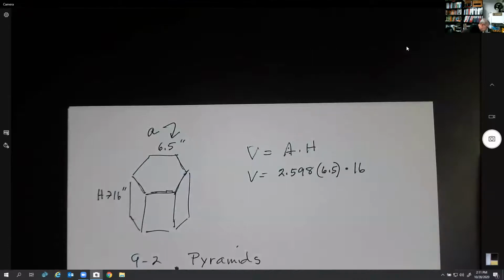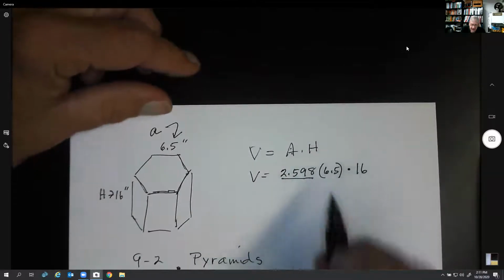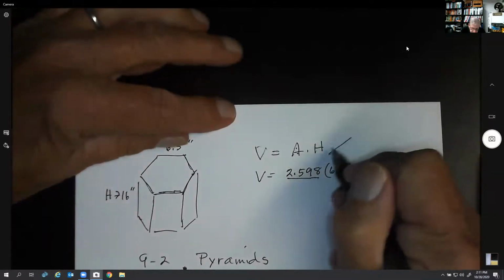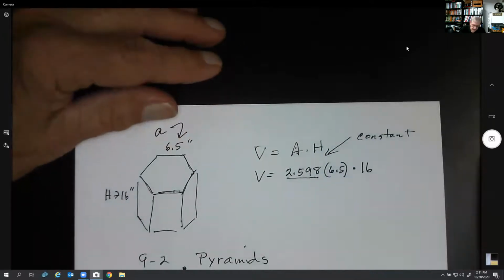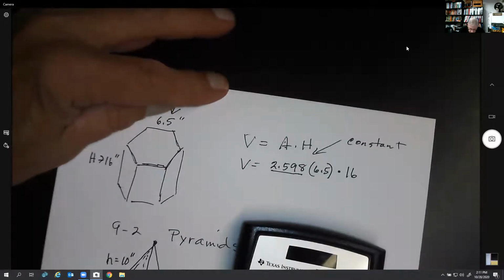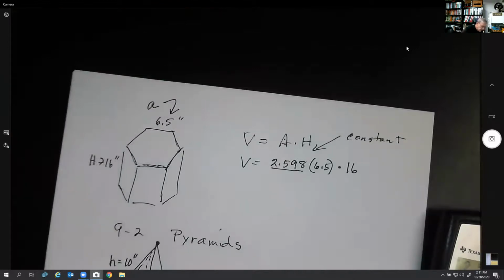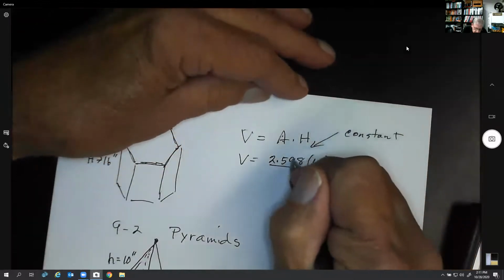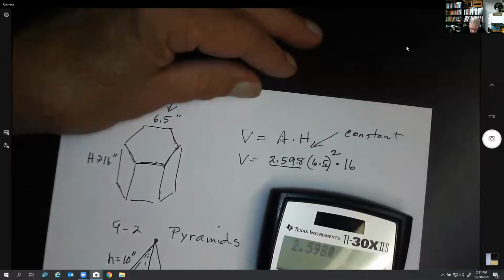Okay, here. Regular hexagon, 2.598. Good. So this is a factor that they give us, a constant, they call this. It's always the same. And then all we've got to do is put that into our calculator. So this problem looked kind of difficult, but if you know this, now wasn't it a squared? Let's double check and make sure. Yes, this was 2.598 times a squared.